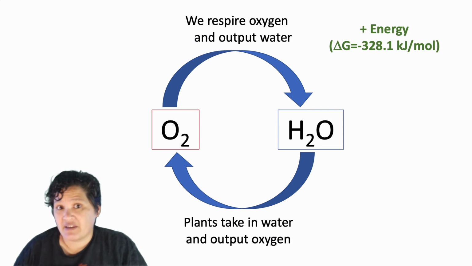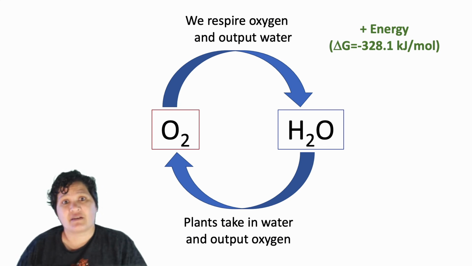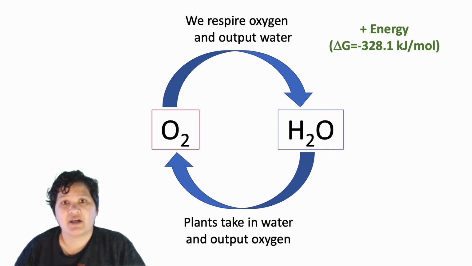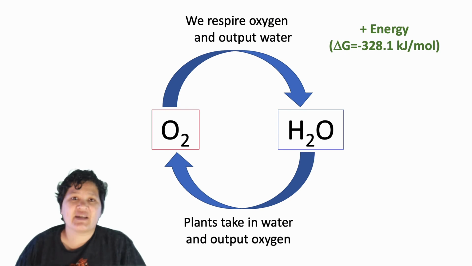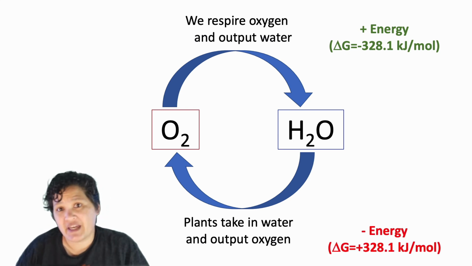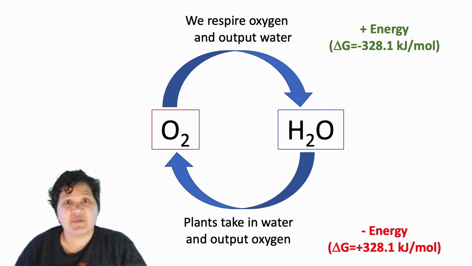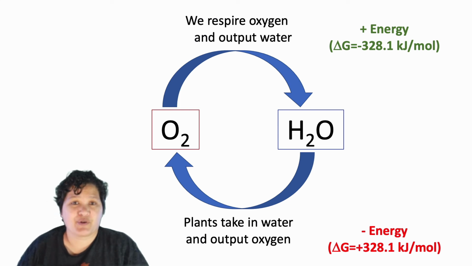That process that we call photosynthesis is basically the reverse reaction of respiration. And because it's a reverse reaction, it needs exactly the opposite amount of energy to make it run. So if we get 328.1 kilojoules per mole from respiration, that means it requires an input of 328.1 kilojoules per mole to cycle that water back to oxygen. So this is an important process that we call nutrient cycling.